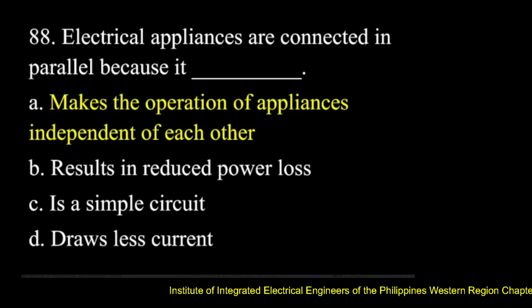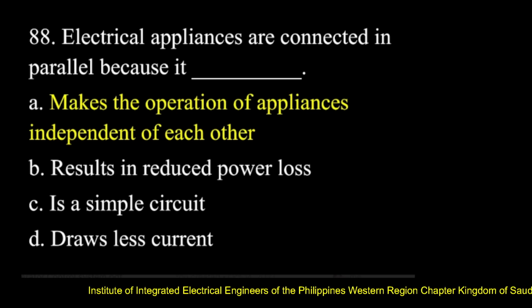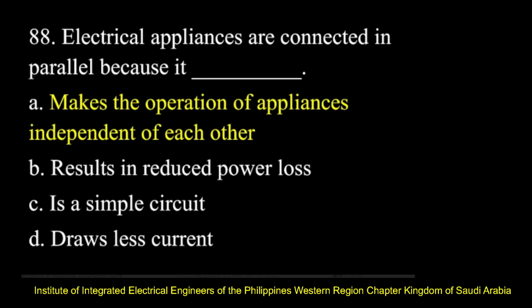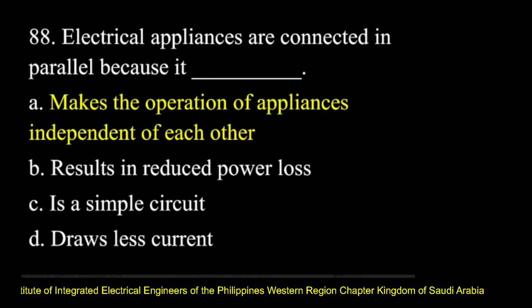Electrical appliances are connected in parallel because it blank. A. Makes the operation of appliances independent of each other. B. Results in reduced power loss. C. Is a simple circuit. D. Draws less current.